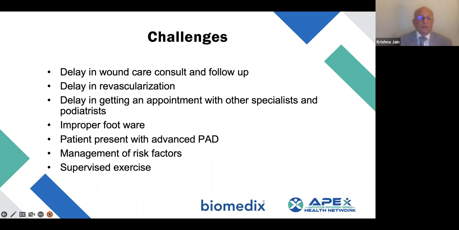Improper footwear, patients present with advanced PAD. How many times have you seen patients who show up to the office with a very advanced ulcer or a gangrenous toe? Management of risk factors: we don't have enough primary care doctors to manage risk factors. And supervised exercise is very hard to do because people don't have sites. For example, I practice in Kalamazoo, where we are surrounded by very large rural areas without any access to supervised exercise.